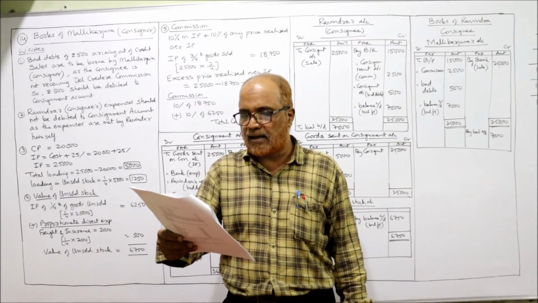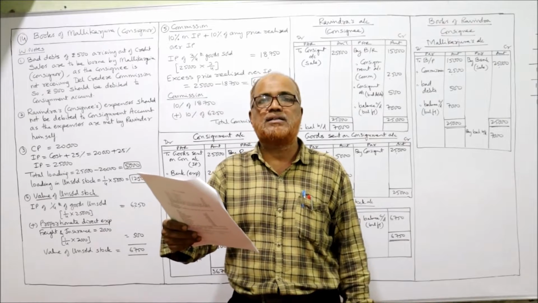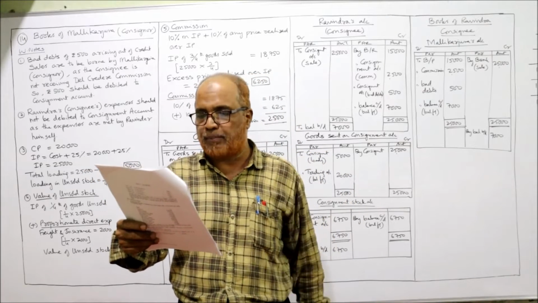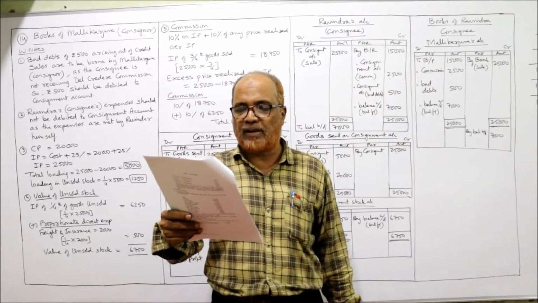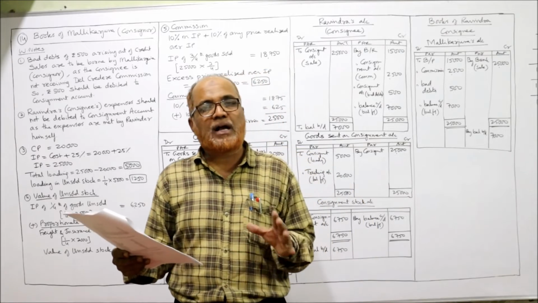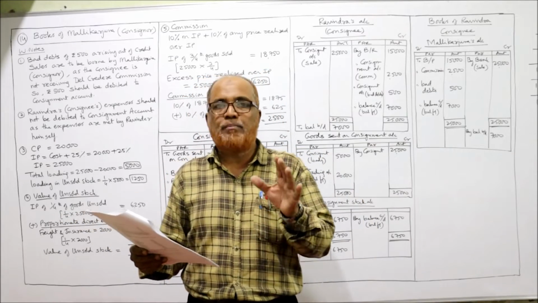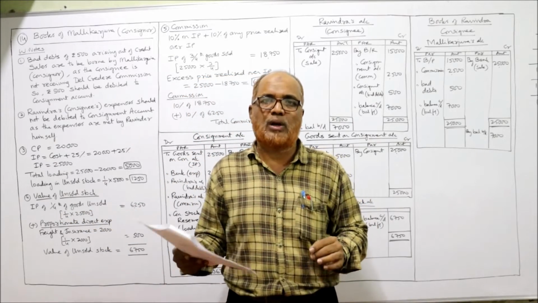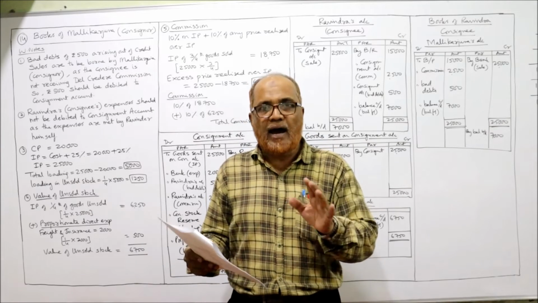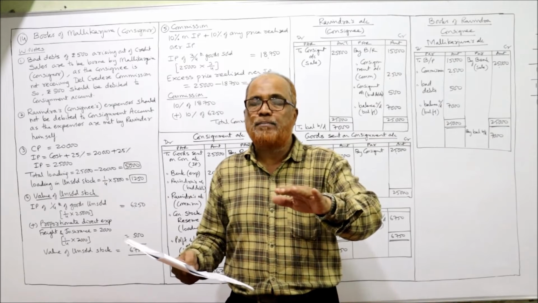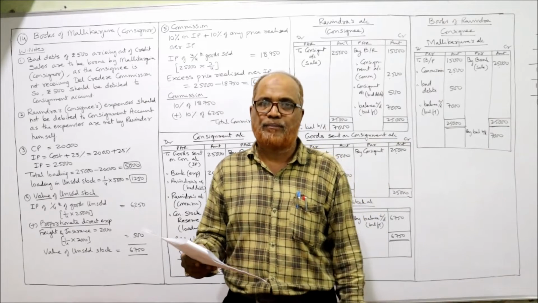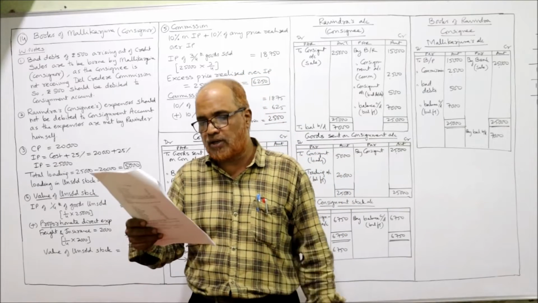The terms are that Ravindra will receive 10% commission on invoice price, which is cost plus 25%, and 10% of any price realized above the invoice price. The terms of commission are given. That means Mallikarjuna will give commission to Ravindra at the rate of 10% on invoice price, and apart from that, 10% of any price realized over and above the invoice price. So in the working note, we have to calculate the commission.